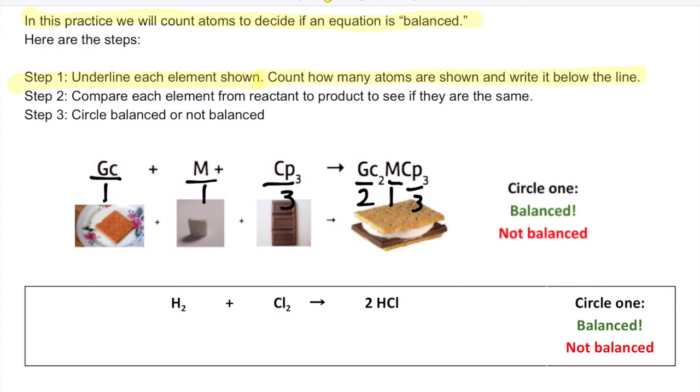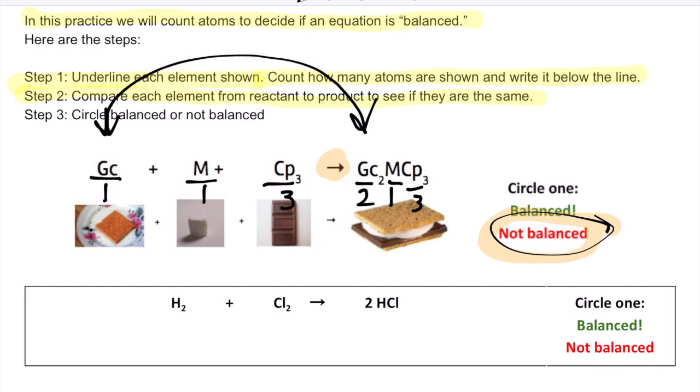Step 2, compare each element from reactant to product to see if they are the same. So I'm going to start back at the GC side, and I see 1 GC, and now I'm jumping over to find GC over here, and I see 2 GC. So that is not the same. Let me highlight in the yield sign again. Remember, we're comparing from one side of the arrow to the other. 1 GC cannot become 2 GC like magic. And so this equation is not balanced.